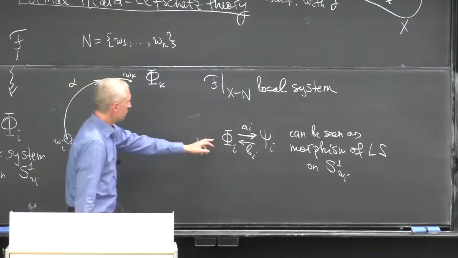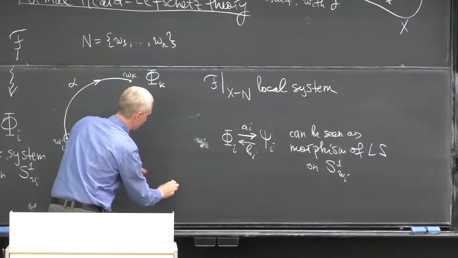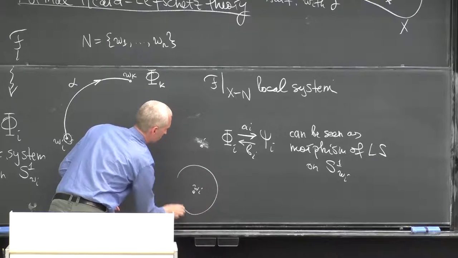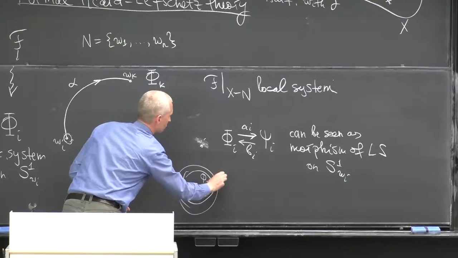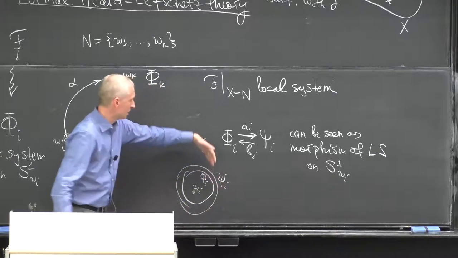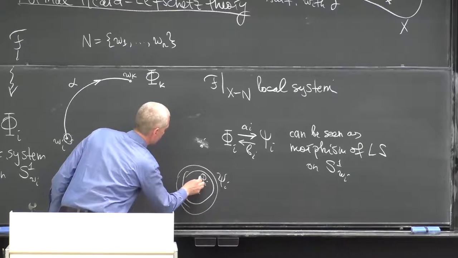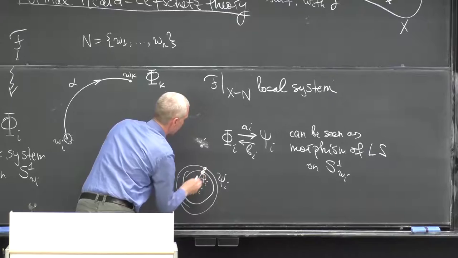Suppose I start here in some particular direction. Let me blow it up a little. So what is WI? And the circle, suppose it's big. On this circle, I have the system phi I. On this circle, I have the system psi I. But really, it's just the systems on the formal circle. So if I start from phi I in this direction, I then go to psi I in this direction.